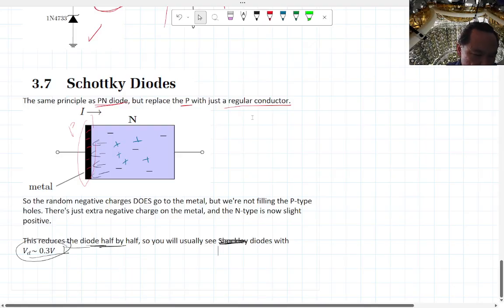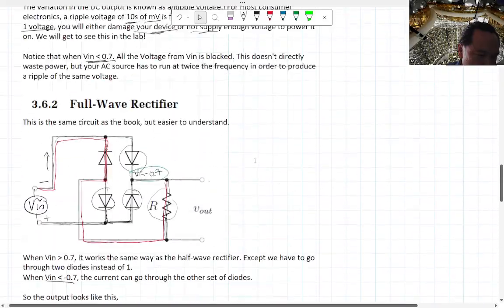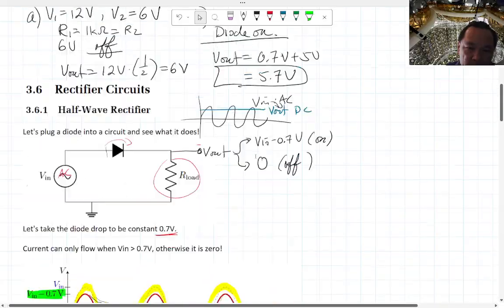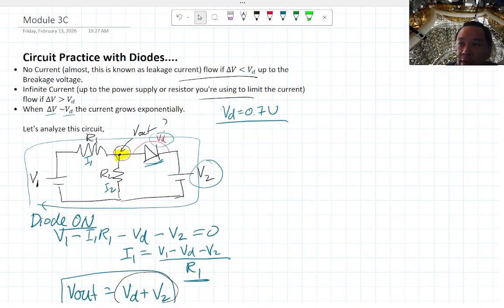All right, and that's everything we want to cover about diodes. And then hopefully next week we will talk about transistors, where we can start amplifying signals from this. Okay, all right, thanks.